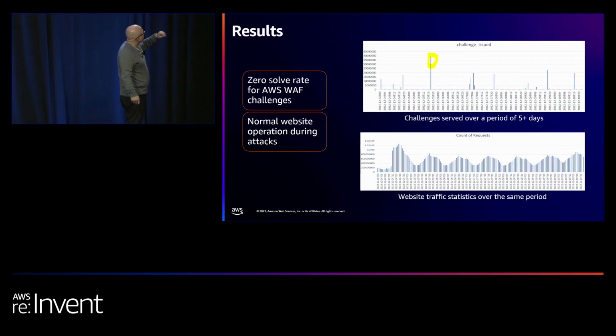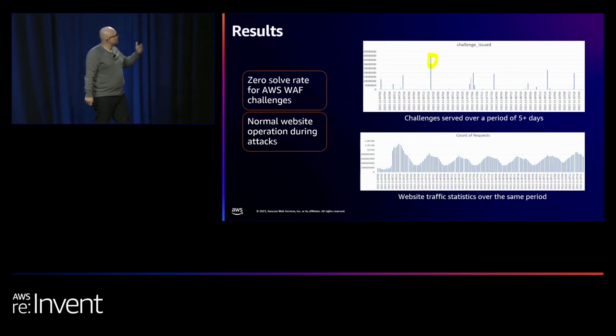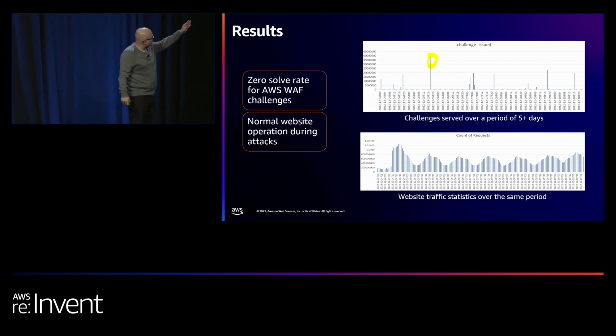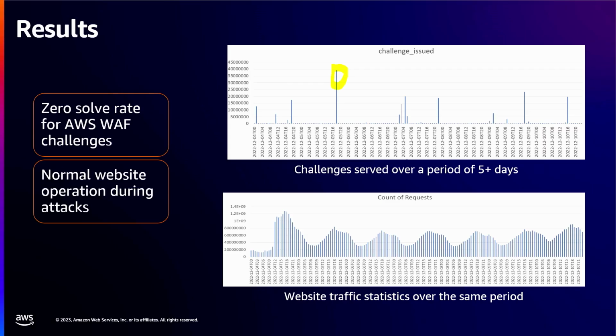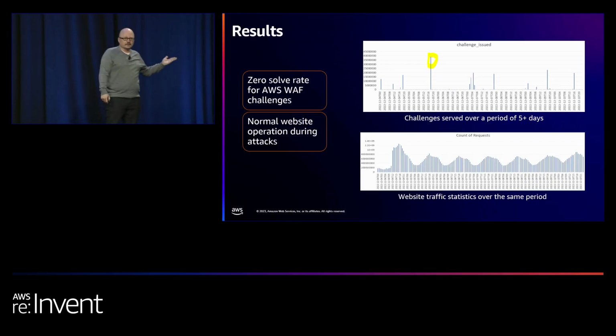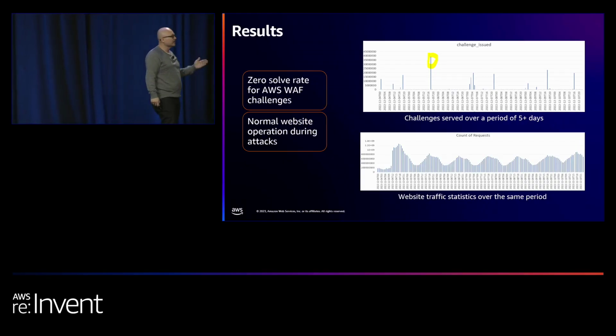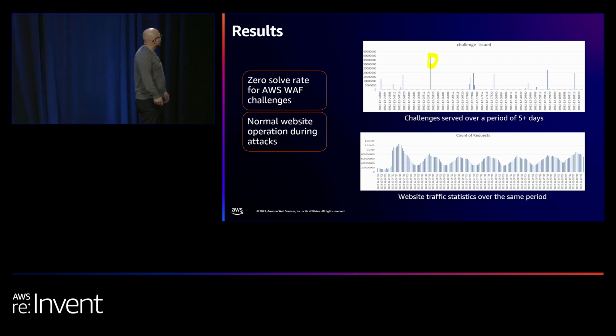So you can see here, the scripts were executing on the graph at the top. You can see how high they were peaking. And if you look at the graph at the bottom, you can see that the website traffic statistics didn't even move. So the challenge effectively prevented those DDoS attacks and kept the gaming company operating.